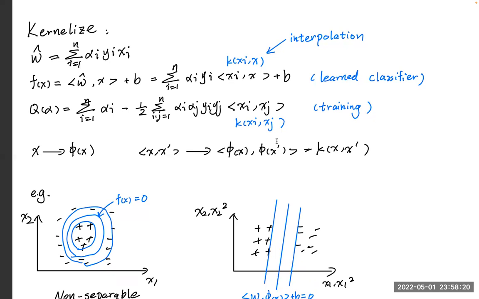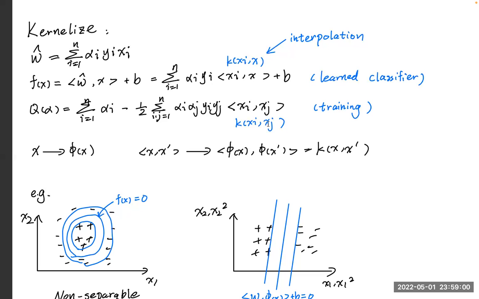Therefore, for any two examples, either x_i and x, or x_i and x_j, here we just write x and x prime. If you change x to Φ(x) and x prime to Φ(x prime), then the inner product changes to the inner product of Φ(x) and Φ(x prime). You can define this to be your kernel function k(x, x prime) for any two arbitrary x and x prime. Back to this one, this will be k(x_i, x), and this will be the kernel of x_i and x_j.